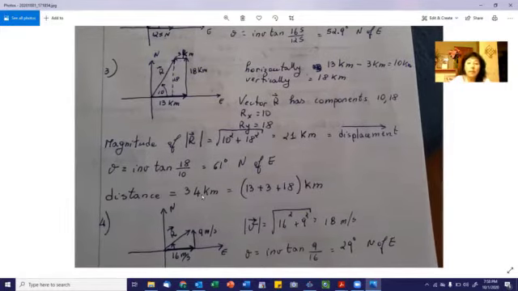Distance instead is the sum of every single step that you have taken. So it's 13 plus 3 plus 18. You don't go backward when you're counting the total distance.